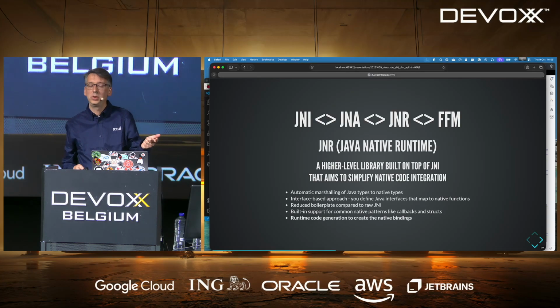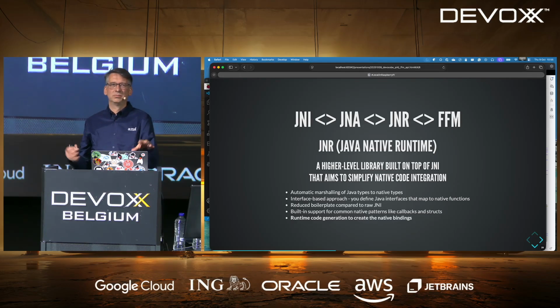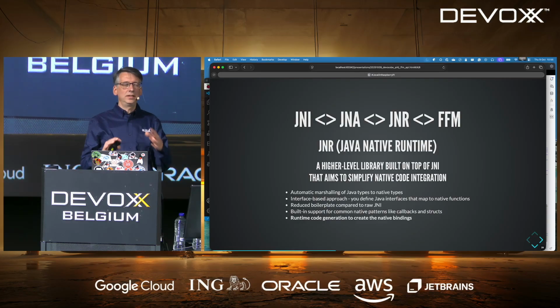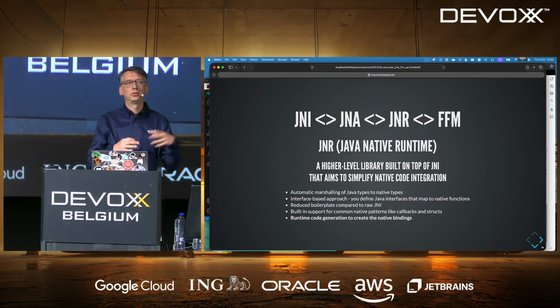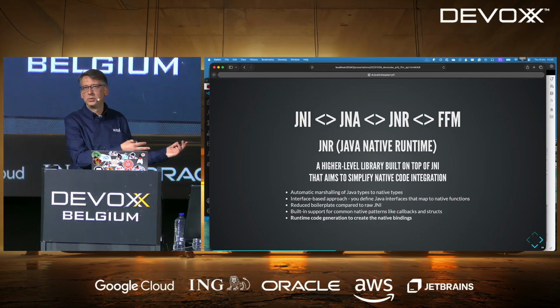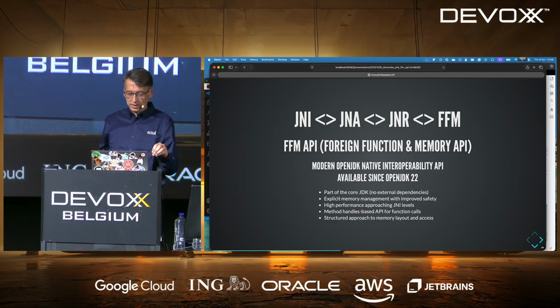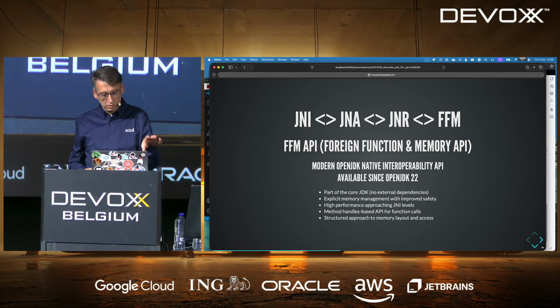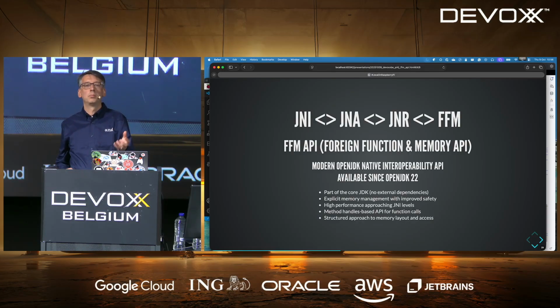There was a second library being created, JNR, with runtime code generation. I don't like that much runtime generated code. So it's a solution again, it's efficient, but it's not the best solution. So they wanted to solve this main problem, which was already there for a long time, with the FFM API. So it's part of the core, it's not a dependency. It has very good memory management, high performing, can call methods in a library, and it has a very good approach of how you combine all this.